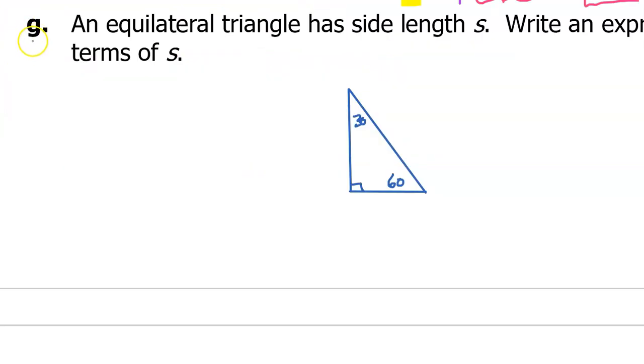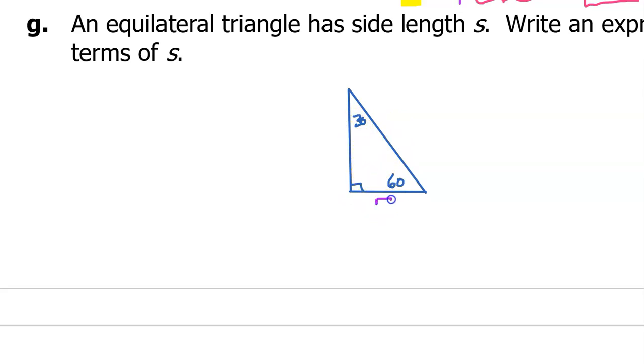To do part G, we first need a little mini lesson on special triangles. So remember, when you have a 30, 60, 90 triangle, across from the large angle, you're going to have the long leg. Across from the smaller angle, you will have the short leg. And of course, across from the 90-degree angle, you have the hypotenuse. But it is all about the short leg right here.